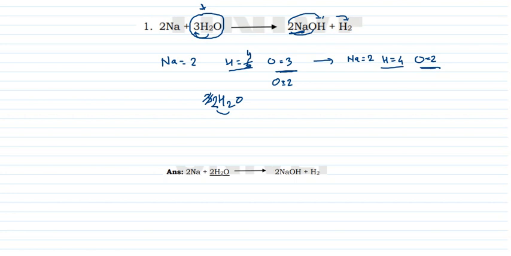So what you have to do is underline the wrong value. That is your question basically. So this will be your answer. This you have to modify. Instead of 3H2O, you need to write 2H2O. This way you can modify it.